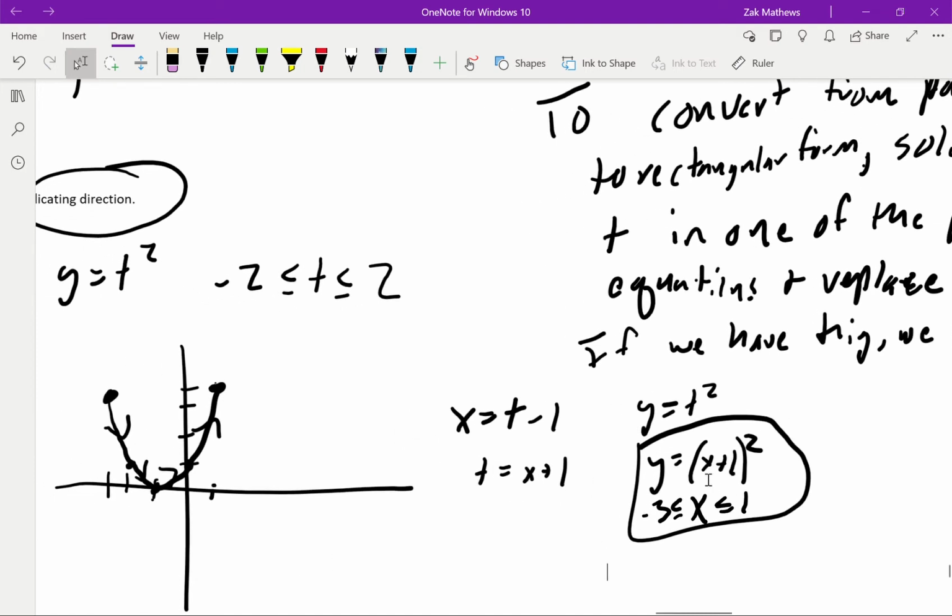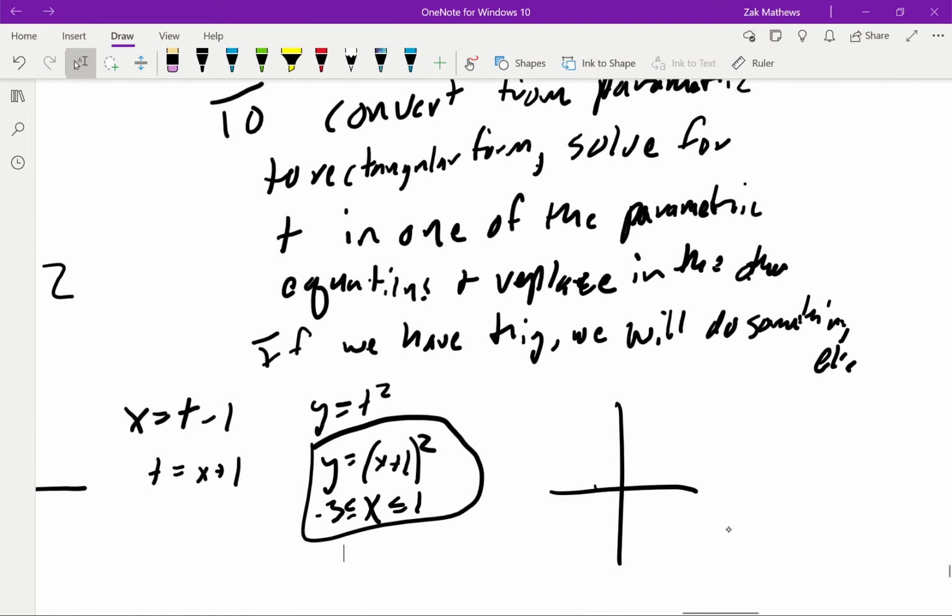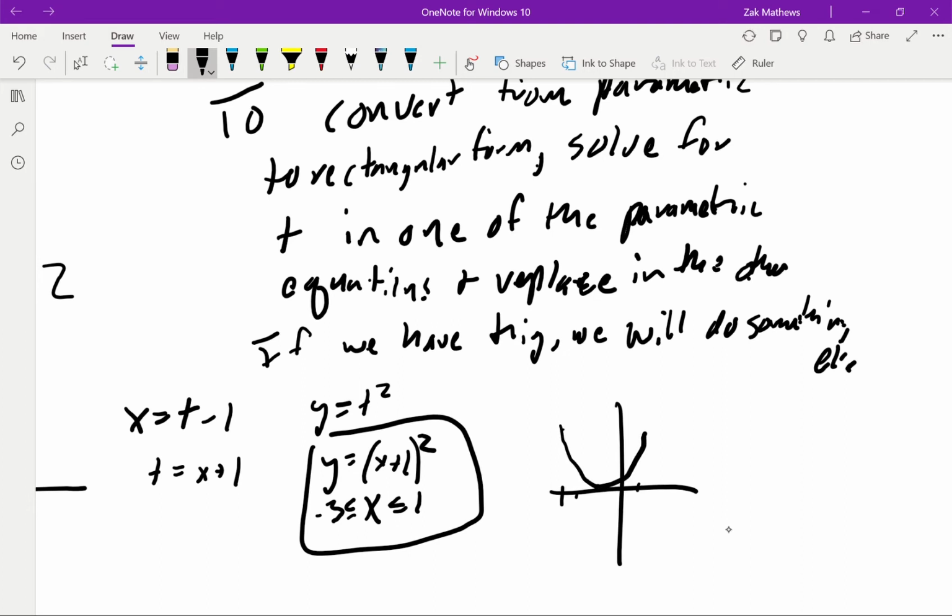I have y as a function of x. The x's are limited. So now if I were to do this graph, I'd be saying, well, I have a quadratic that's shifted to the left by 1. But I can't exceed -3 and I can't exceed 1. And so we draw it with those endpoints and we'd have our graph.